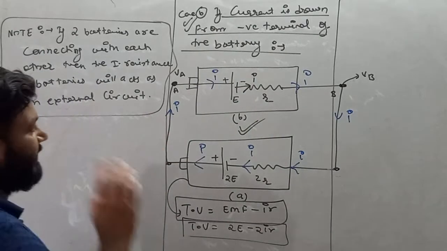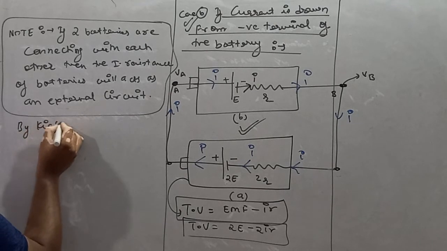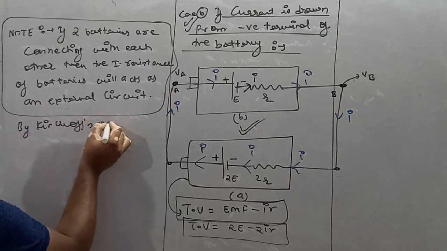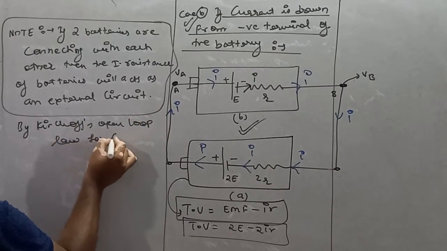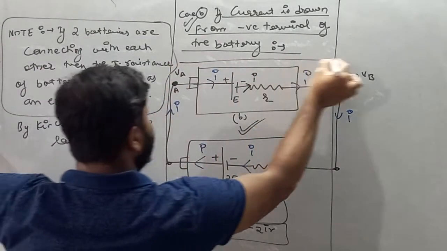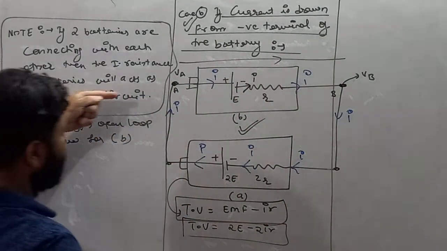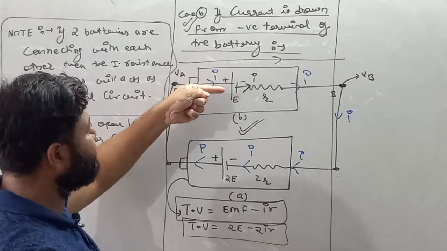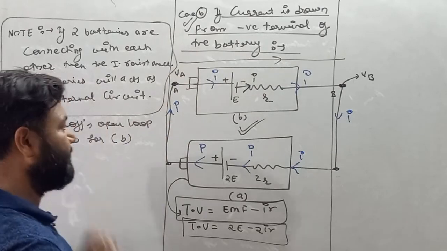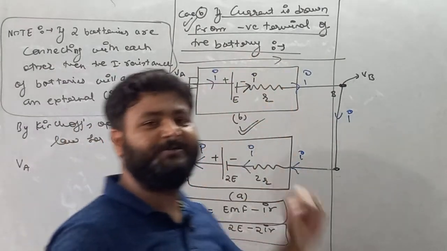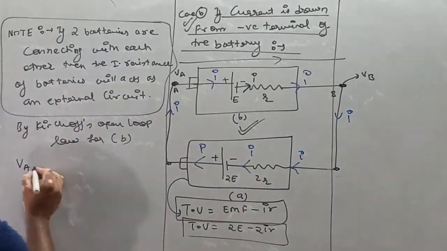So we are now again applying Kirchhoff's open loop law for battery B, so I'm moving like this. I'm starting from here, so its potential is VA. Now I encounter the battery's positive terminal and move towards the negative terminal, so higher potential to lower potential. If I'm moving from higher potential to lower potential, it means my potential is decreasing, so I'll write minus E.